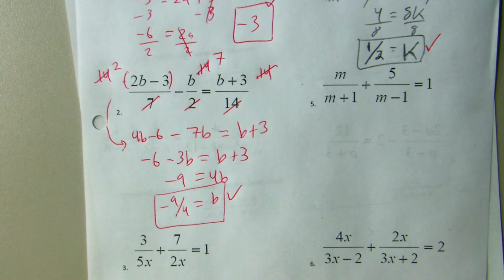Okay. Number 5 looks a lot like question 4. So same thing. I'd like you to try the first step. Look at how we got rid of the fractions in question 4, and you try to do that on question 5, and then we can finish it together.